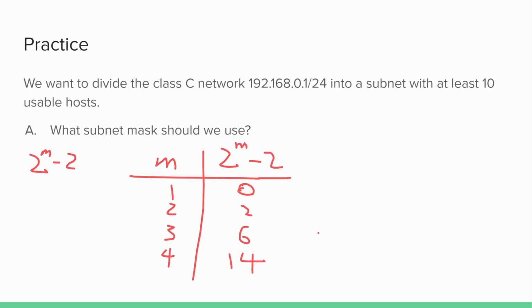So if we have 4 host bits, that means 32 minus 4 is going to be 28. So our subnet mask for this is going to be /28. Or in dotted decimal, I believe it's 255.255.255.240. Yeah. So 3 255s followed by a 240 at the end. That would be the dotted decimal notation to write this subnet mask.